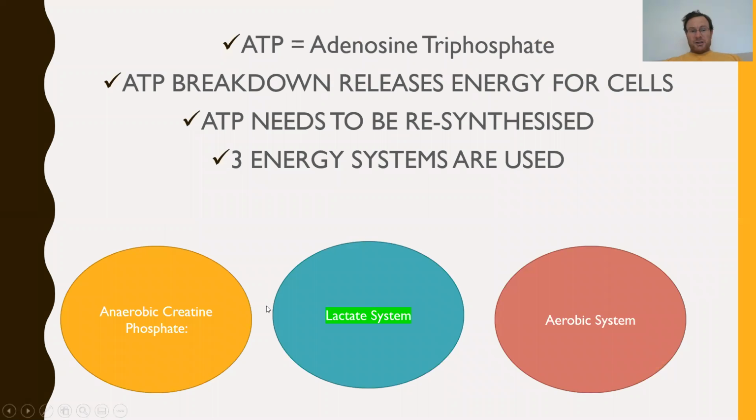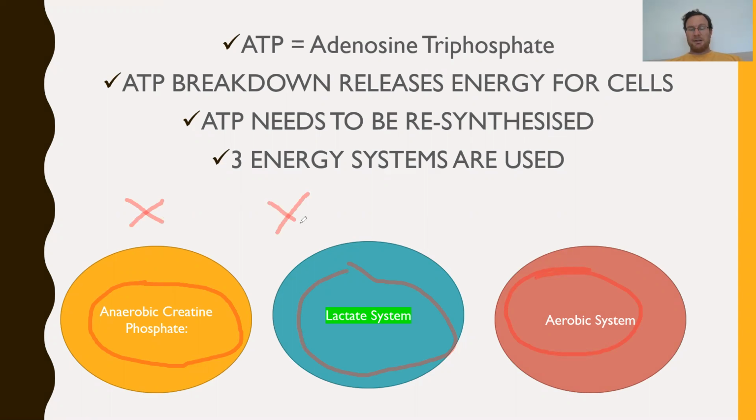So there are three systems. To recap, think about the fuels and the duration and the use of each of these systems. If we went ATP-PC, what's the fuel? It's creatine phosphate. How long does it last? Up to about 10 seconds. And it's used in high intensity exercise.